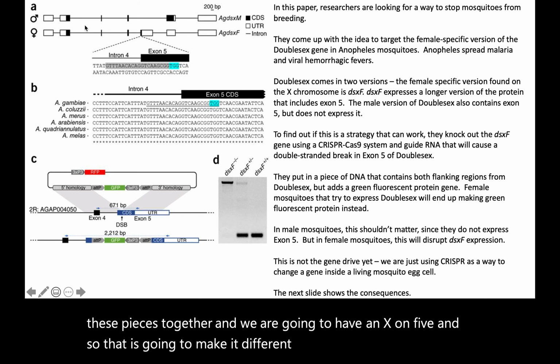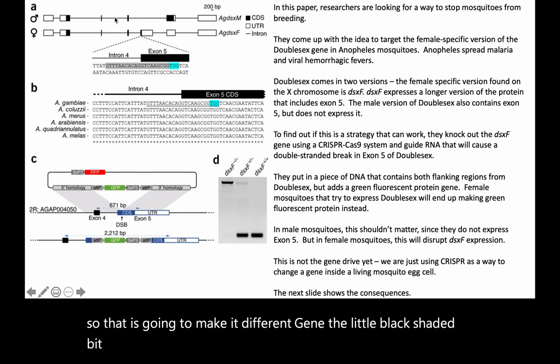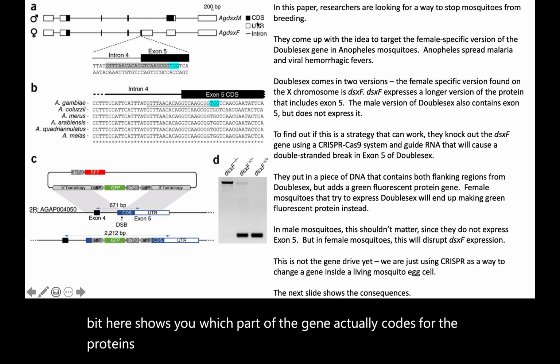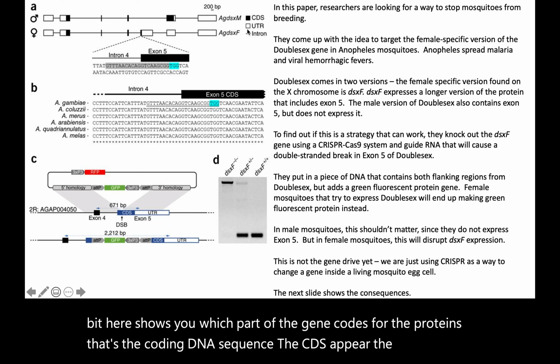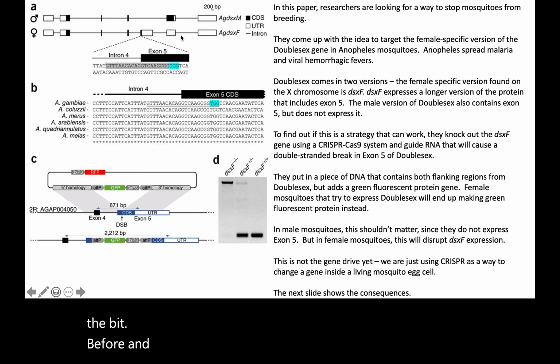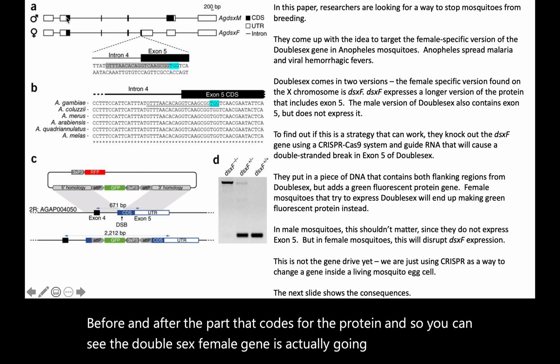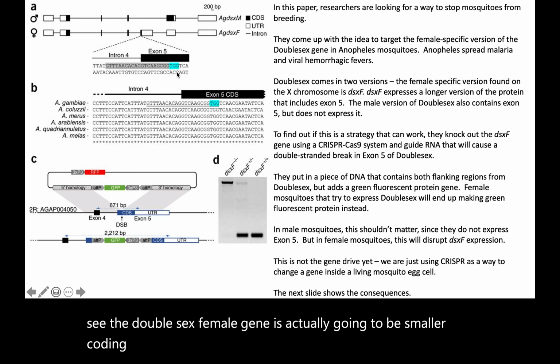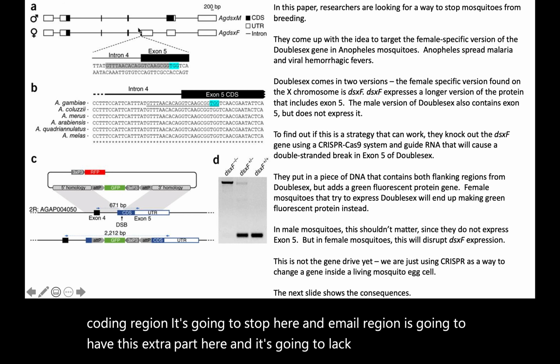The little black shaded bit here shows you which part of the gene actually codes for the proteins. That's the coding DNA sequence, the CDS up here. The untranslated region is the part that is not coding for a protein. It's the bit before and after the part that codes for the protein. And so you can see the double-sex female gene is actually going to make a smaller coding region, and it's going to stop here. And the male region is going to have this extra part here, and it's going to lack this little part right here.